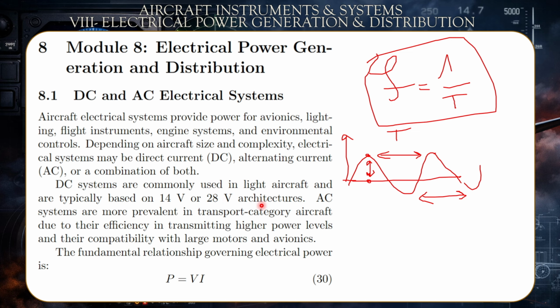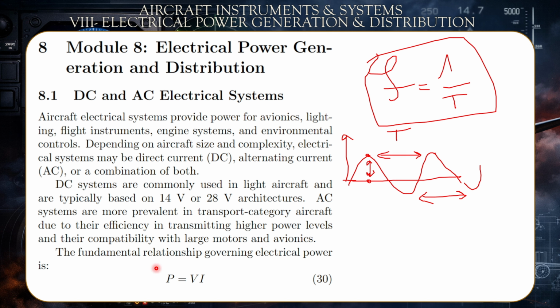However, in larger airplanes, such as the heavy types, such as Boeing and other larger aircraft, AC systems are more prevalent in transport category aircraft, okay? Due to their efficiency in transmitting higher power levels and their compatibility with large motors or large engines and avionics.